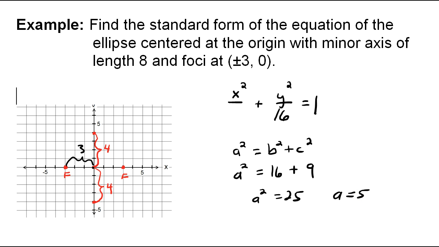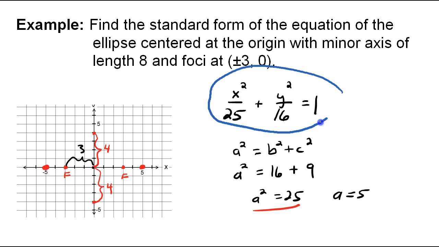So when I go to graph it, I need to know a is 5 so that I know to go out to this point and to this point. I need to have a squared, so I know to put a 25 right here. So this is my equation, and if I were going to graph that, I would have to carefully sketch my ellipse. Kind of hard to do on the computer, but it would look something like that.